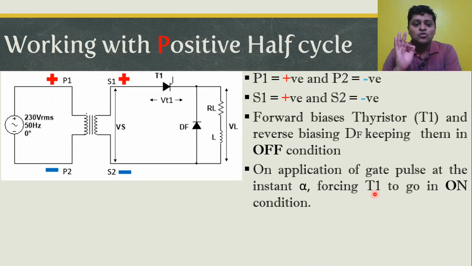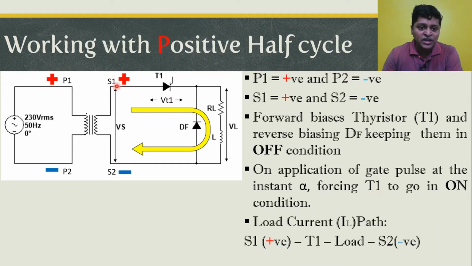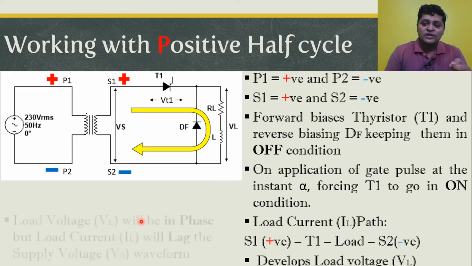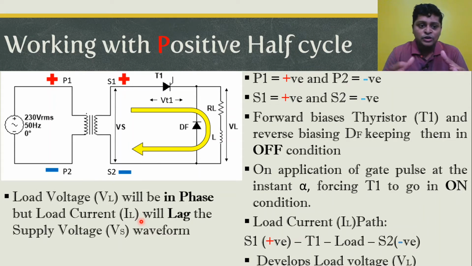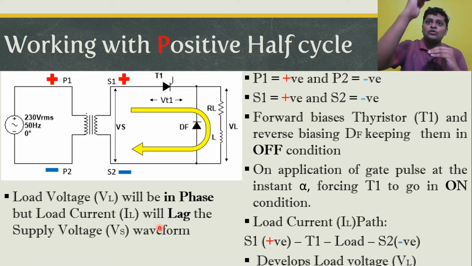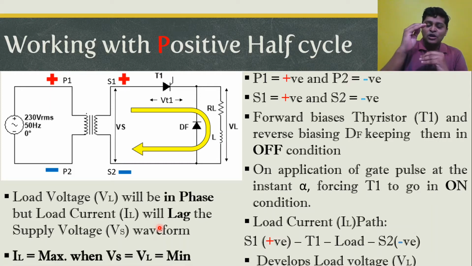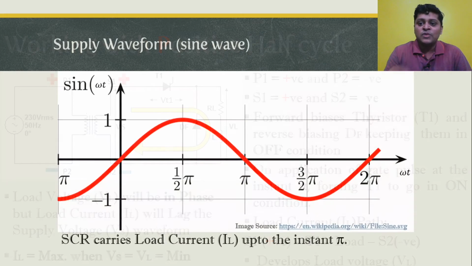As soon as thyristor T1 goes in on condition, it produces a load current with a path S1, T1, RL or through the inductor, through S2, through which it will be grounded, and because of that it develops a load voltage. Now as we know, as the load is of inductive nature, obviously the supply voltage and load voltage will be in phase, but the load current will lag the supply voltage waveform. It means that when the supply voltage reaches the maximum value, the load current will be at the minimum value, and when the supply voltage and load voltage reach the minimum value, the load current will reach the maximum value. We'll try to observe this graphically.